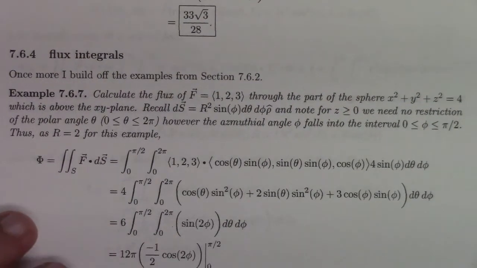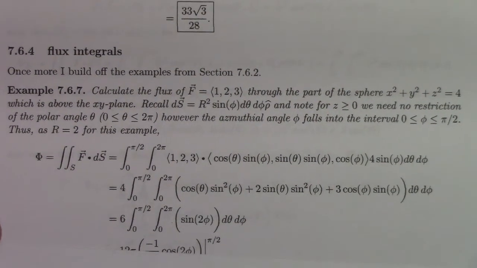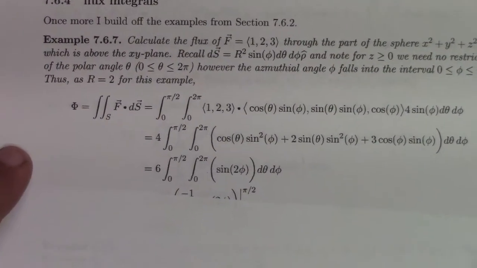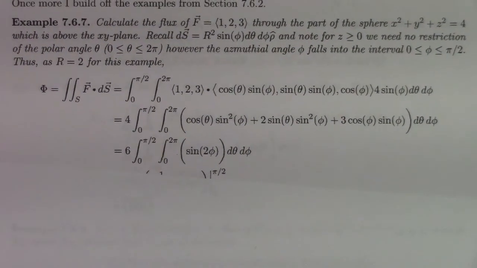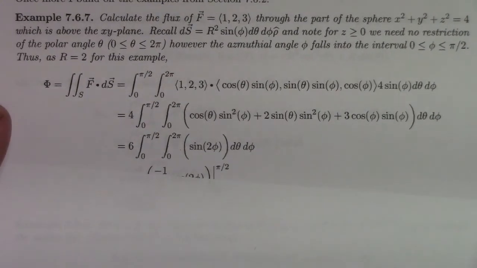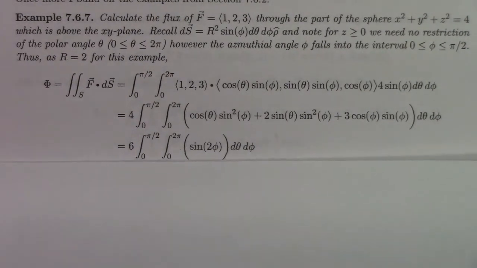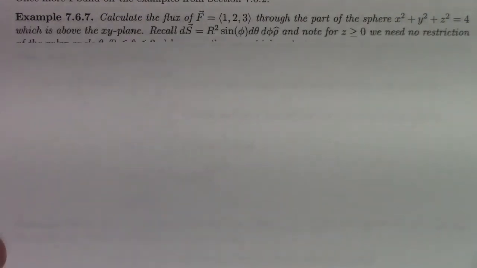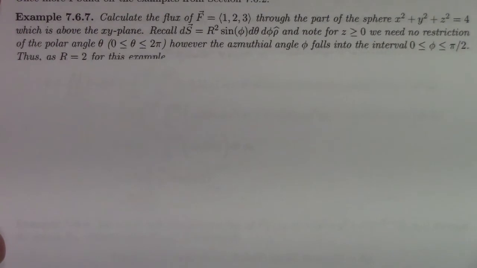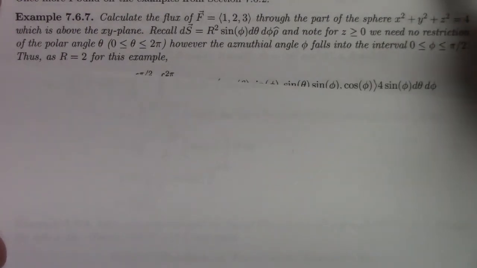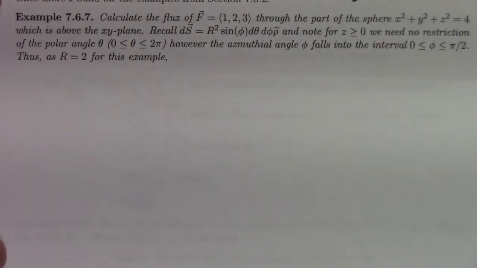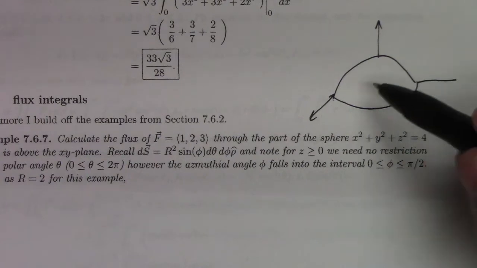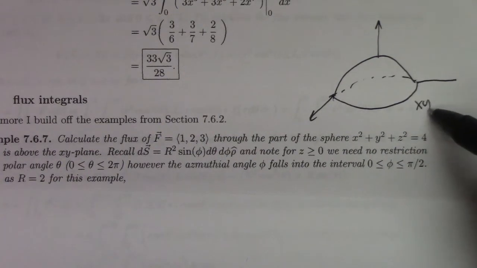Let me go on. So, flux. How do you actually calculate the flux of a vector field through a surface? I gave you the definition. Now I'm going to actually show you at least a couple of examples. It's a pretty simple one. The vector field is constant, 1, 2, 3. I want to calculate the flux of it through the part of the sphere of radius 2 which is above the xy plane. So basically we're looking at the hemisphere like this, and we're trying to calculate the flux of the vector field above the xy plane, right?